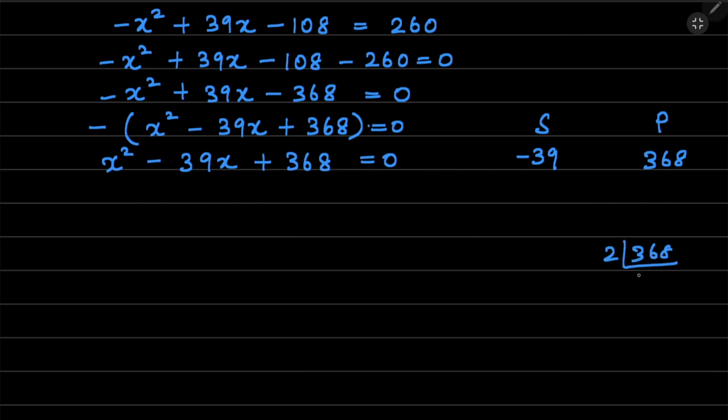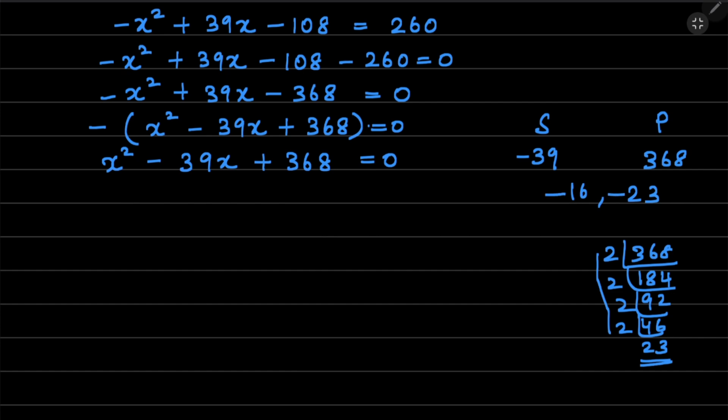Start from 2, the lowest prime number. So 2 ones are 2, 2 8s are 16, 2 4s are 8. Again 2, 9, 2. Again 2, 4 and 46. Again 2, 23. Okay, so you can have 23, 2 2s are 4, 2s are 8, 2s are 16. 16 and 23. If you add, you will get 39.